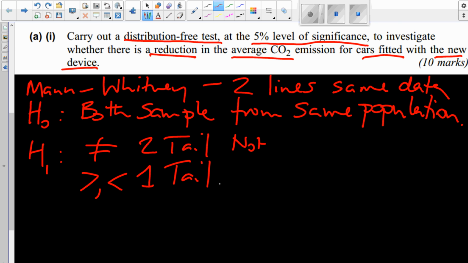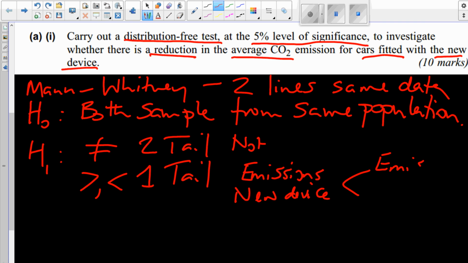So let's have a look here. The test they're setting us is whether the emission levels with the new device are less than emissions with no device. Yep. So that gets us going, doesn't it? So we know now we're looking at a 1-tail test. Okay, Mann-Whitney.